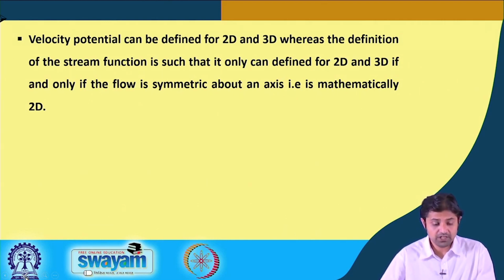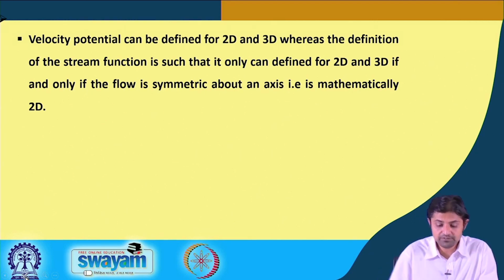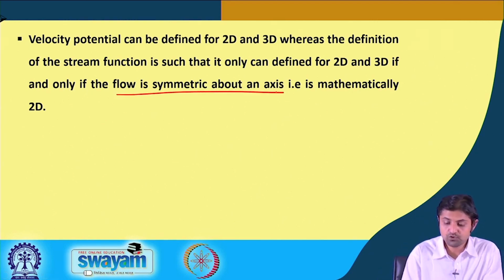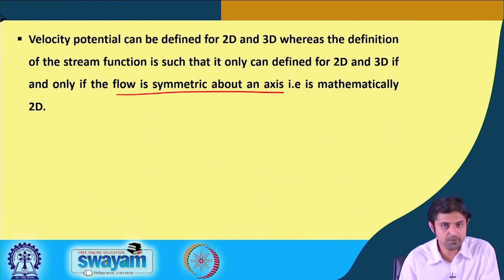Now we know that the velocity potential can be defined for 2D and 3D. 2D means two dimensions and 3D is three dimensions, whereas the stream function can only be defined for 2D, and for 3D only if the flow is symmetric about an axis. So we know velocity potential is valid for both two dimensions and three dimensions. However, the stream function is valid only in two dimensions. A special case in which we can still write it in 3D is when the flow is symmetric.